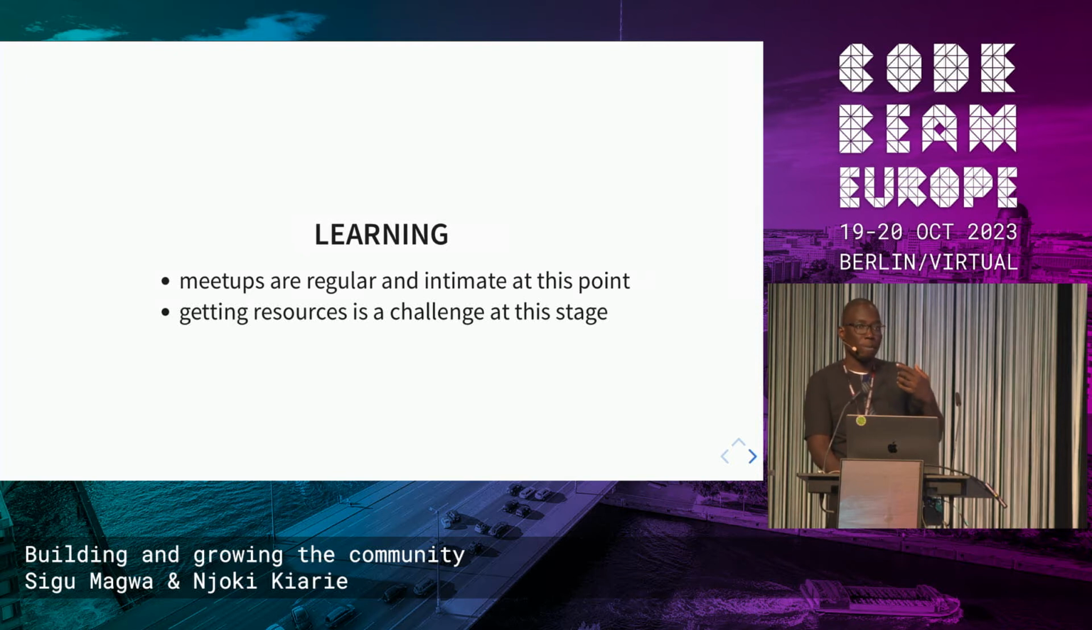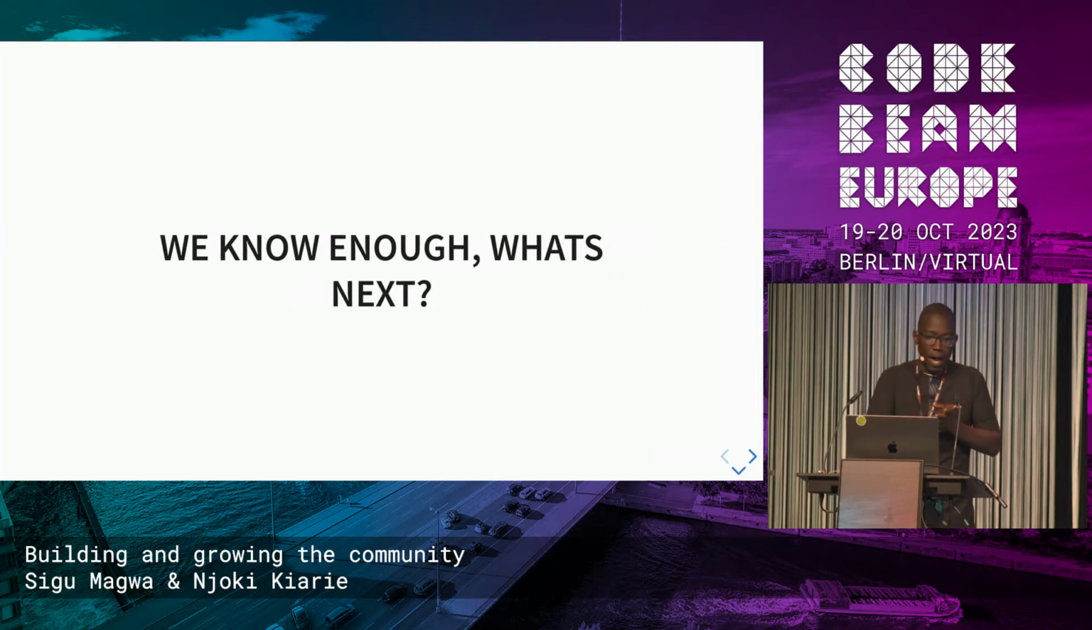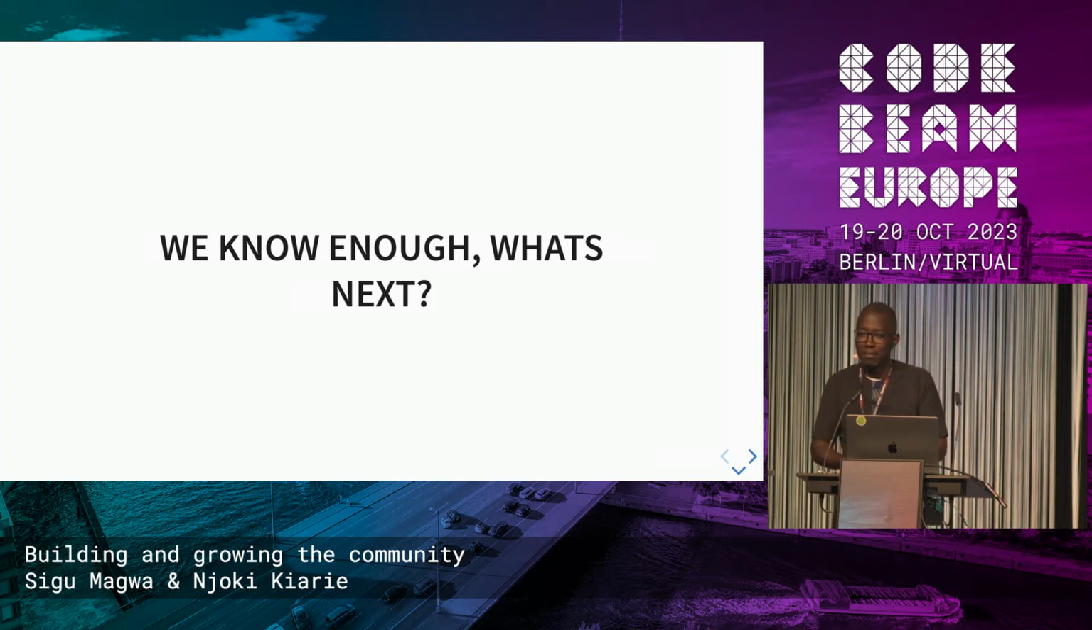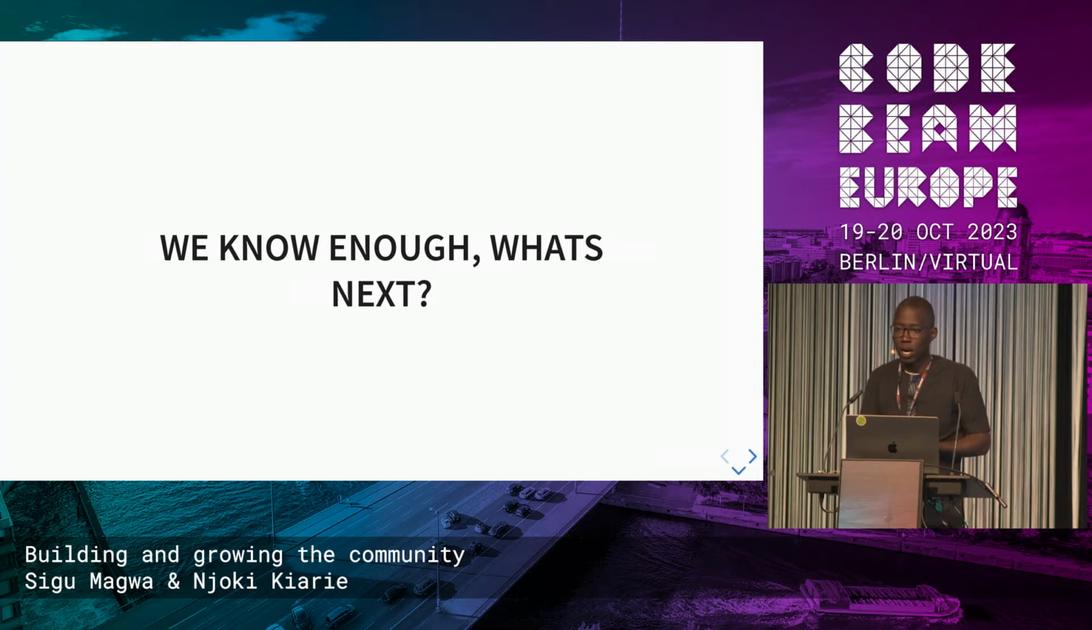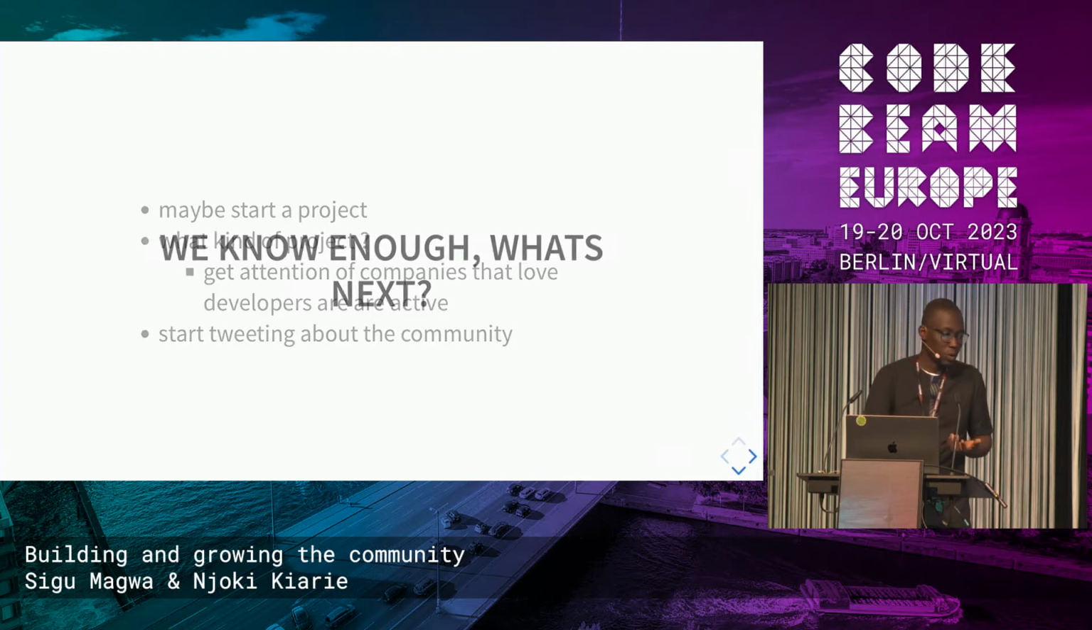The only resources that we had were a book, the book by Dave Thomas, and once in a while referring to the documentation. There was also a book by Sasa, Elixir in Action, so we would do both books at the same time. Past that point, we felt like at least now we know enough. We've read enough books. We've met enough times. So what really should we do next?